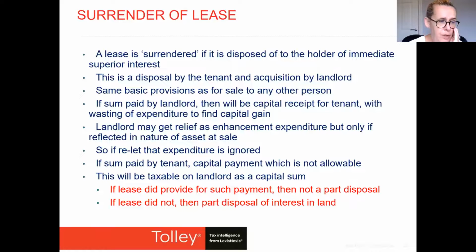So if you don't merge the lease into the freehold, then it's not going to be enhancement expenditure for the landlord because the two have not been merged. I think that would be the only point, but I think you would get the same tax treatment for the tenant.